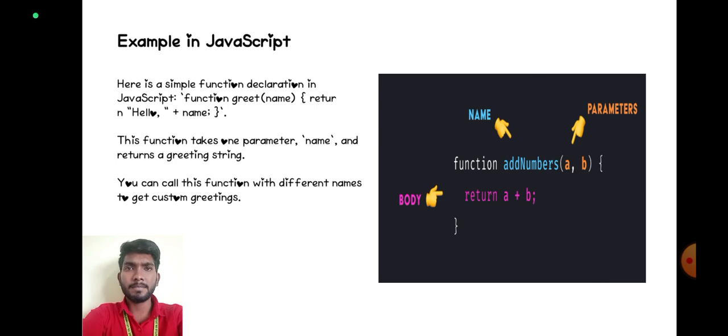Example in JavaScript. Here is a simple function declaration in JavaScript. function greet(name) { return "Hello " + name; }. This function takes one parameter, name, and returns a greeting string. You can call this function with different names to get custom greetings. Function add numbers, parameters a, b, body: return a plus b; and close the bracket.